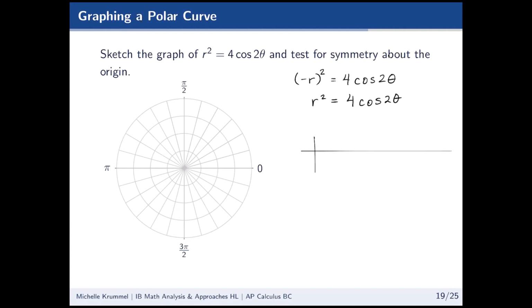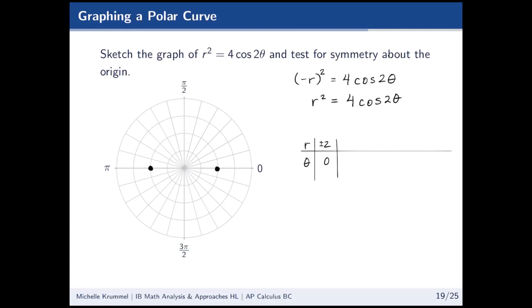Okay, let's plot some points. We'll start with a theta value of 0. r squared equals 4 times the cosine of 2 times 0. And the cosine of 0 is 1, so we have r squared equals 4. So that would mean that r equals plus or minus 2. So for an angle of 0, here's r equals positive 2, here's r equals negative 2. Okay, what do we want to try next?